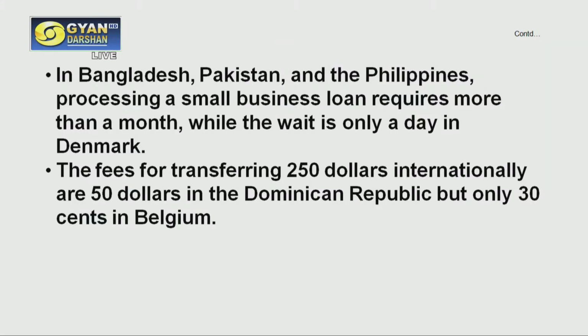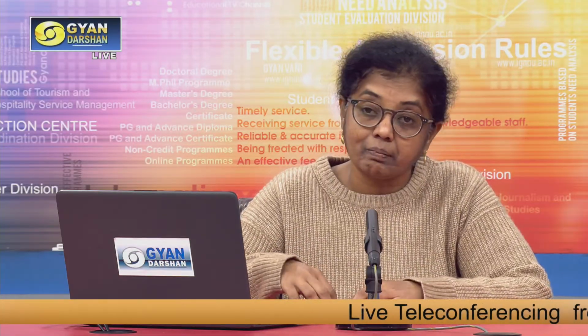Like that, the fees for transferring $250 internationally are $50 in the Dominican Republic, but only 30 cents in Belgium. This is the difference between how financial products are given to the population in developed countries as well as in developing nations. This is the difference between how developing countries operate their financial institutions, as well as how developed nations operate to provide financial services to their populations.